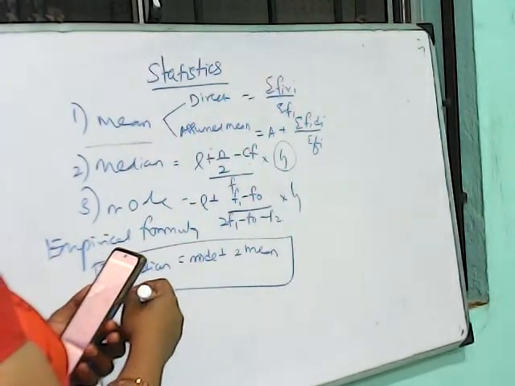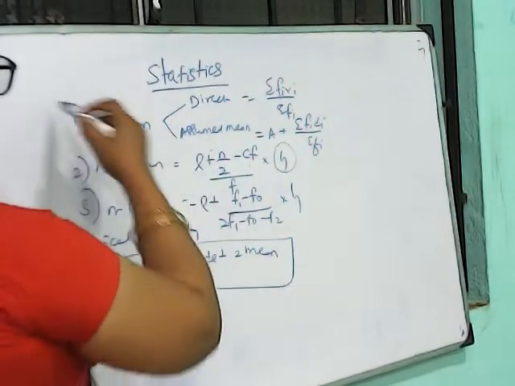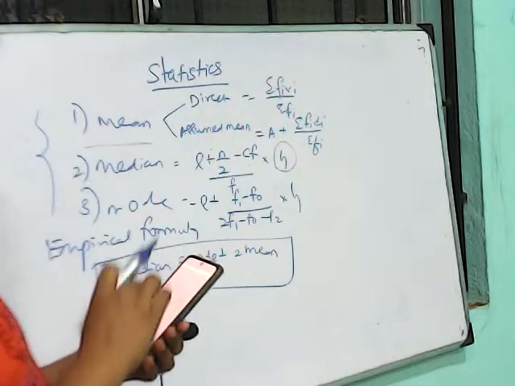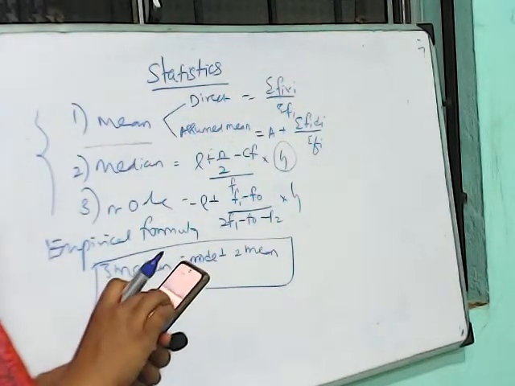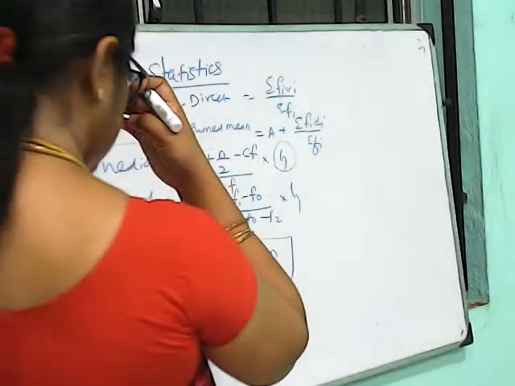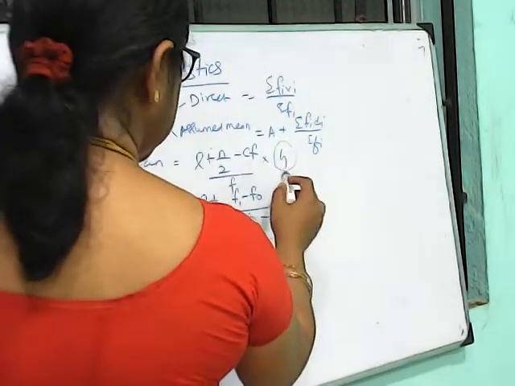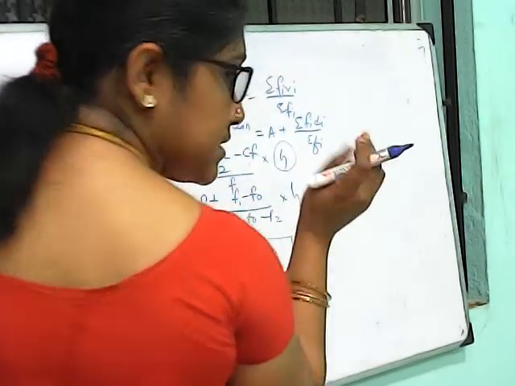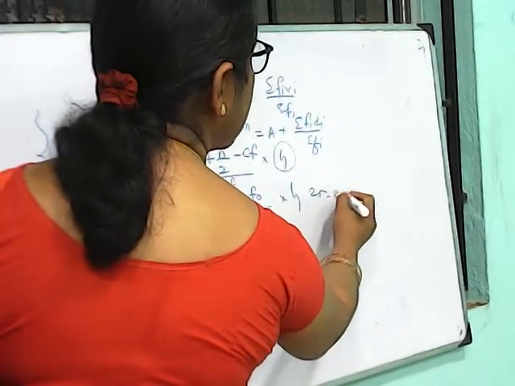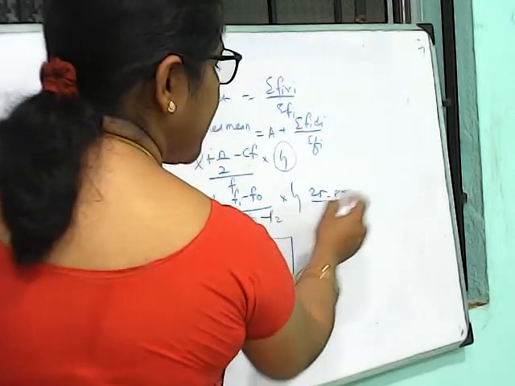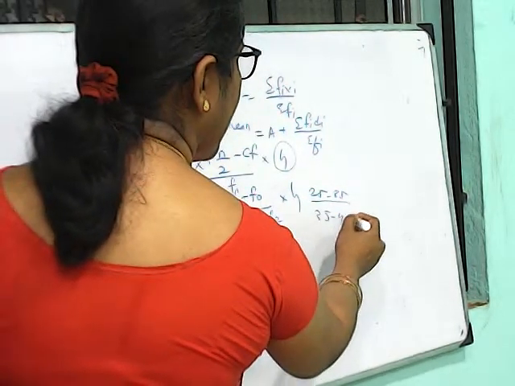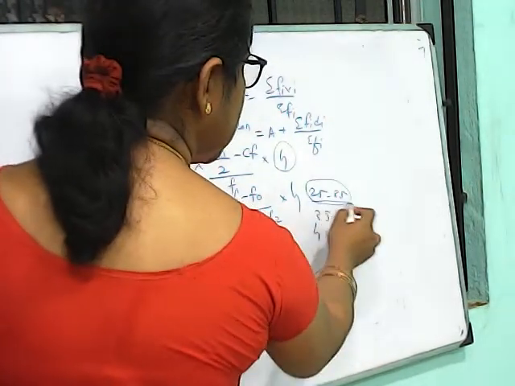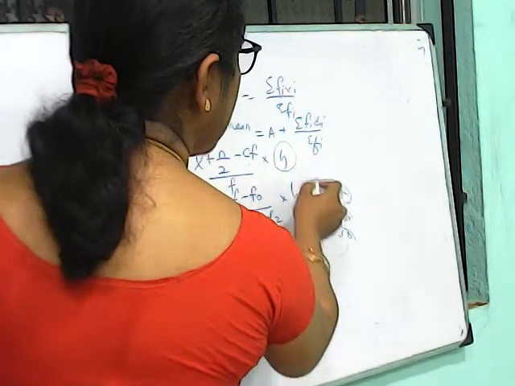If we remember these three formulas, we can do statistics related problems. If you want me to do any problem from this, we will do it. And the class size, the H we mentioned, is the size of the class interval. Say the class intervals are 25 to 35, 35 to 45, 45 to 55, then the difference in the class intervals becomes your H.